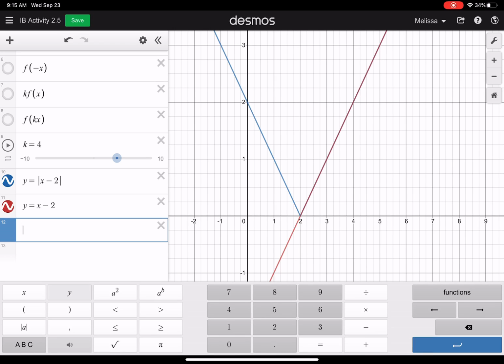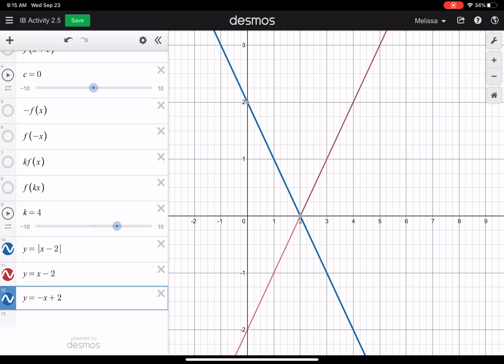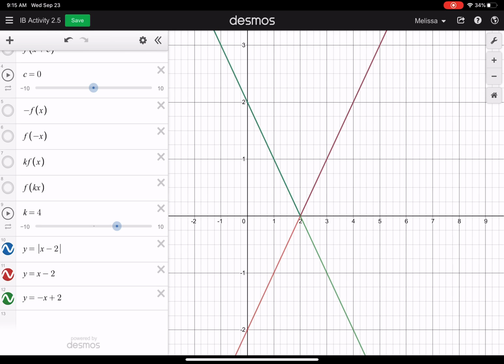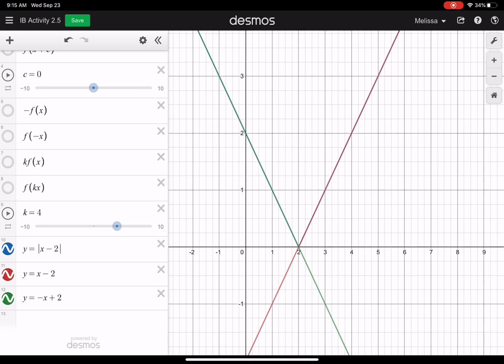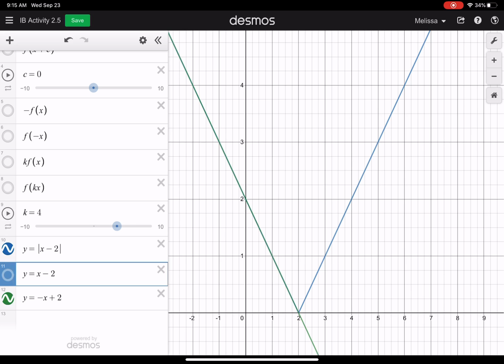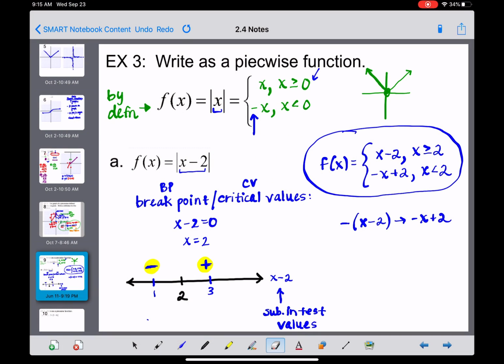For the other one, it would be y equals negative x plus 2. Let me see if I can change that color so we see a different color here. That's the green one. Again, that only occurs whenever x is less than 2. If I could write on this, we're basically taking off those parts, and that's how I'm getting that original graph there. Those two pieces that have been restricted, those two pieces of lines. That's the idea of what we're doing here.